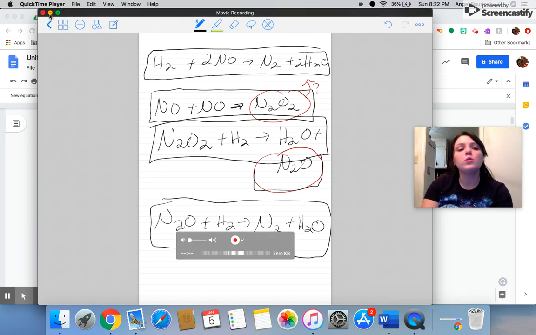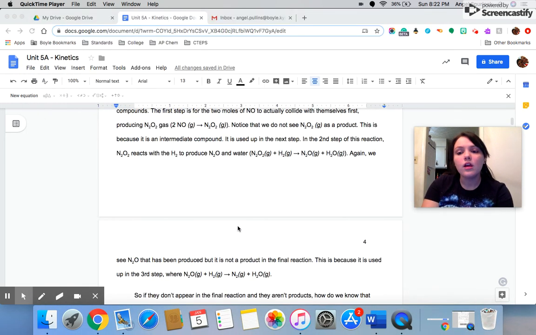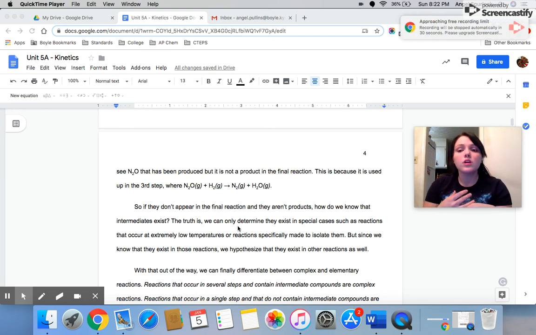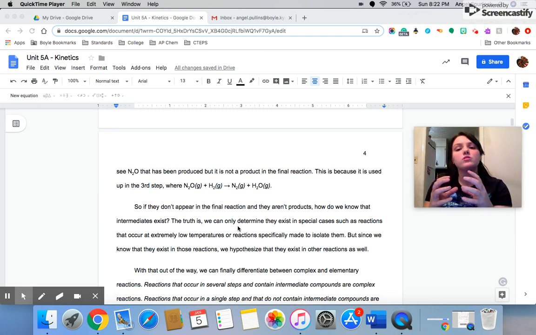So let's just do a quick recap of what we've talked about in this unit. We talked about collision theory and the fact that in order for a reaction to occur, your particles have to collide. They have to collide at the correct orientation or position, and they have to collide at the correct energy, also known as the activation energy. We also talked about elementary and complex reactions. Elementary reactions occur in a single step, and complex reactions occur in several steps, and they make intermediate compounds.